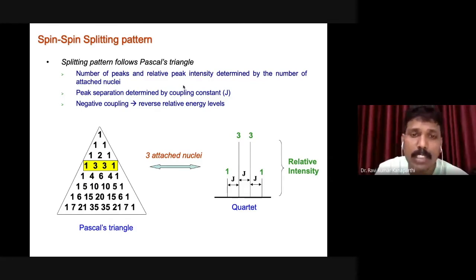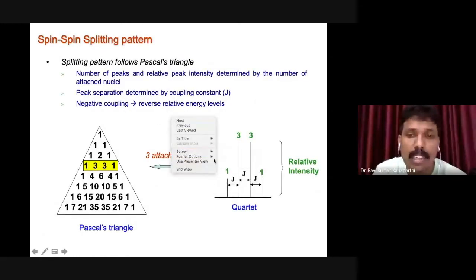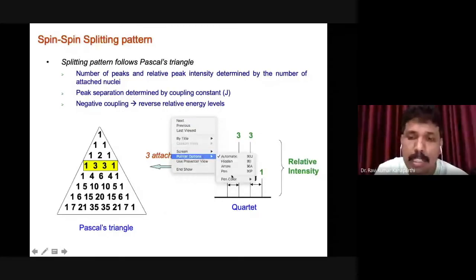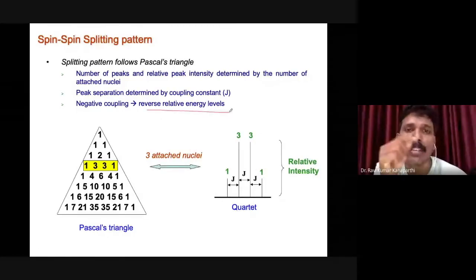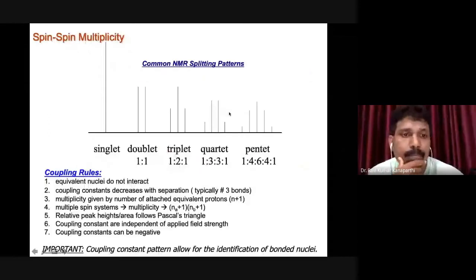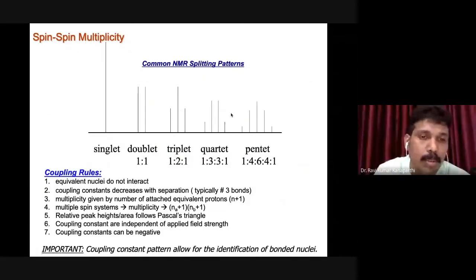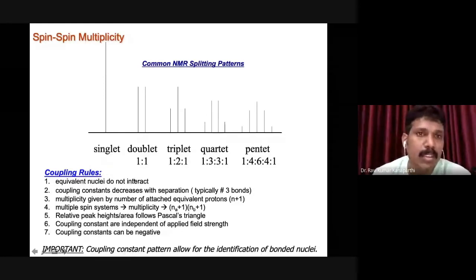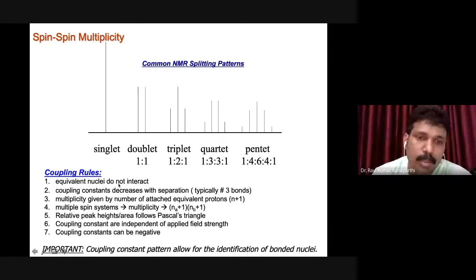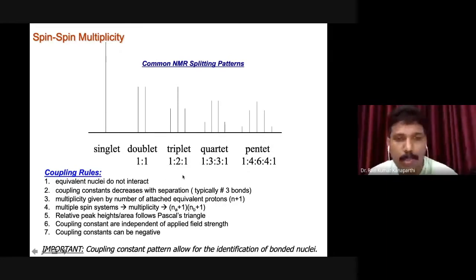Now I must also tell you there are very few cases where the NMR coupling constant can be negative. That we will discuss maybe in the coming slides. Here I summarize some of the common coupling rules. Equivalent nuclei do not interact. What do you mean by equivalent nuclei? For example, I have a methyl group.